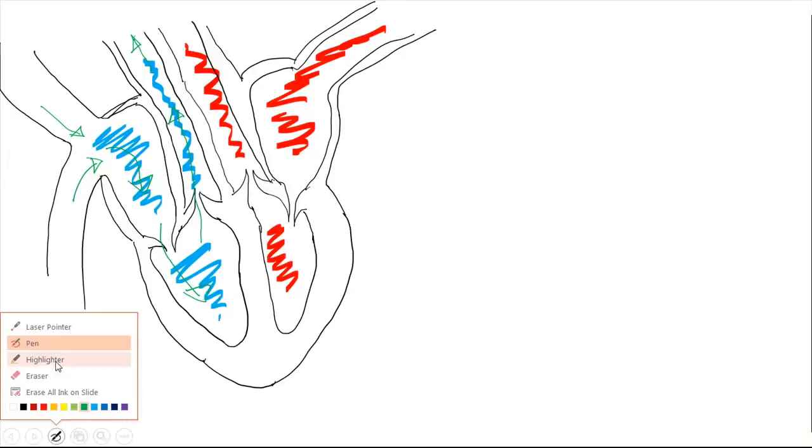And on the left side as well, we can be coming from the pulmonary vein into the left atrium, down to the bicuspid valve, up through the semilunar valve, and then through the aorta.